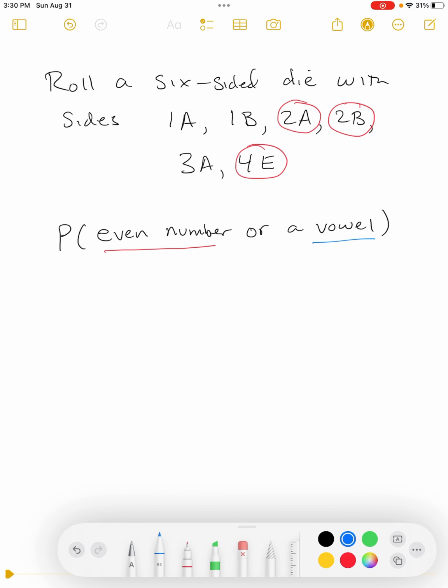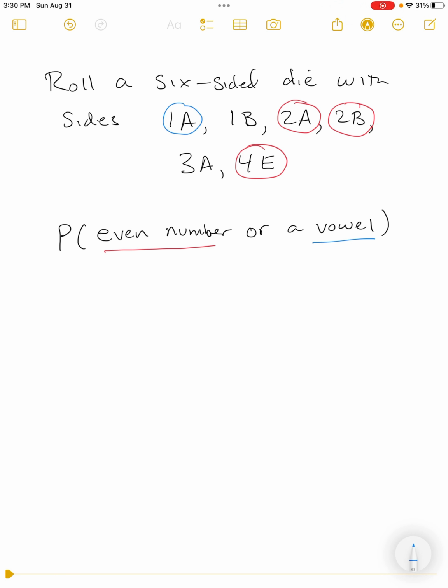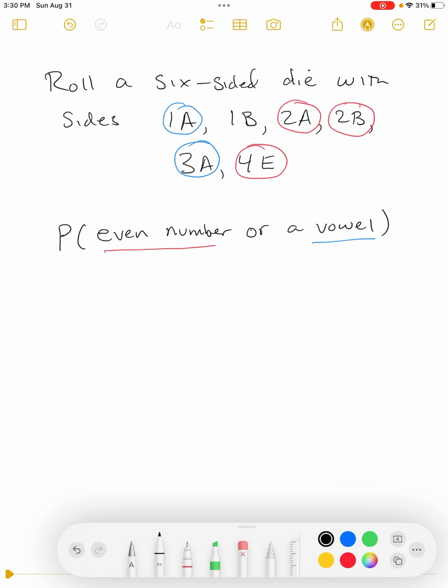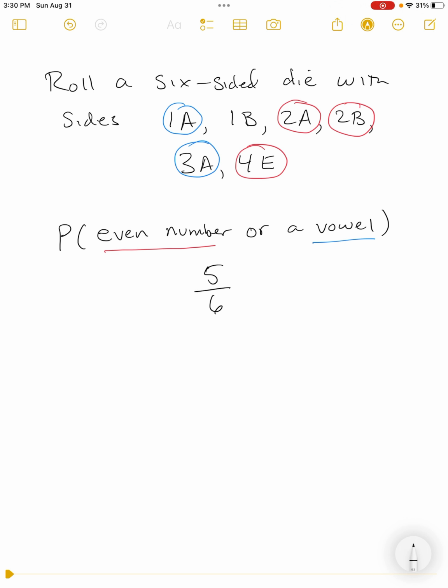So the question then is there anything that's not circled that's also a vowel? And so this 1A is a vowel and 3A is a vowel. The only thing that wasn't circled in red that wasn't a vowel was the B. And so we see very clearly that the answer to our question is 5 out of the 6 meet their criteria of either being an even number on the side or a vowel on the side. Some of them have both. That's okay. But all of them have at least one of those, and that's what we want. So pretty nice. So you're going to have that whole first section like that.